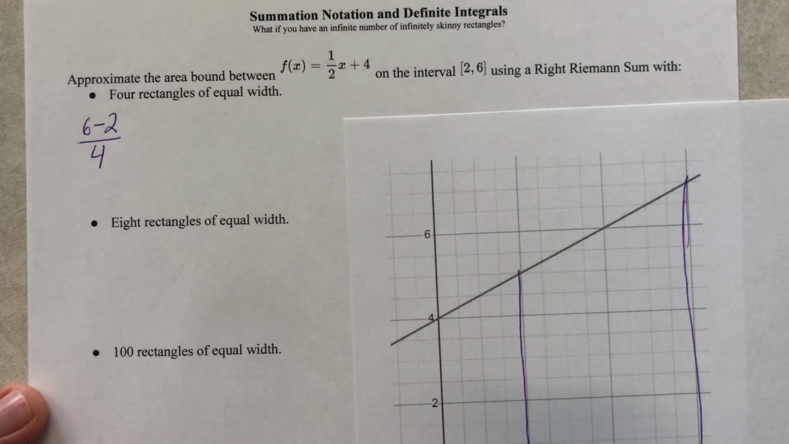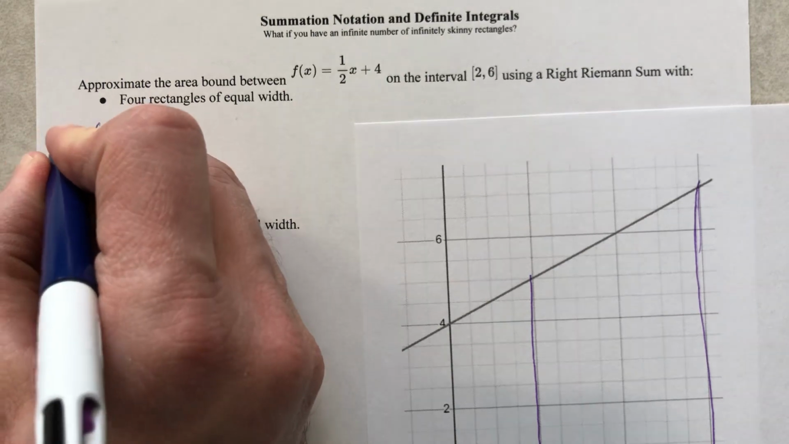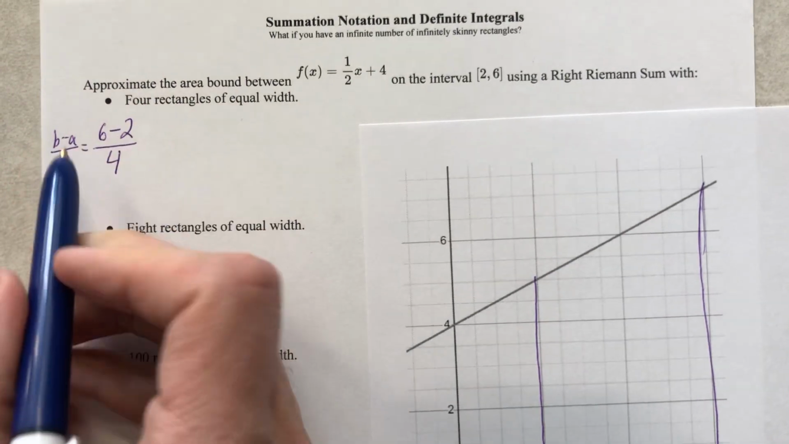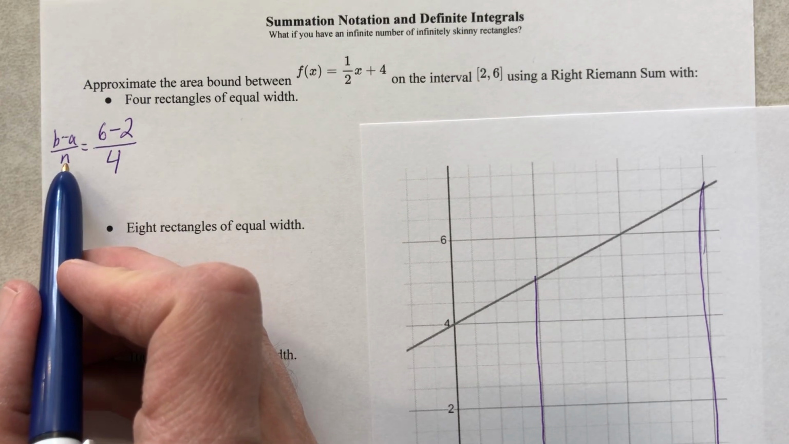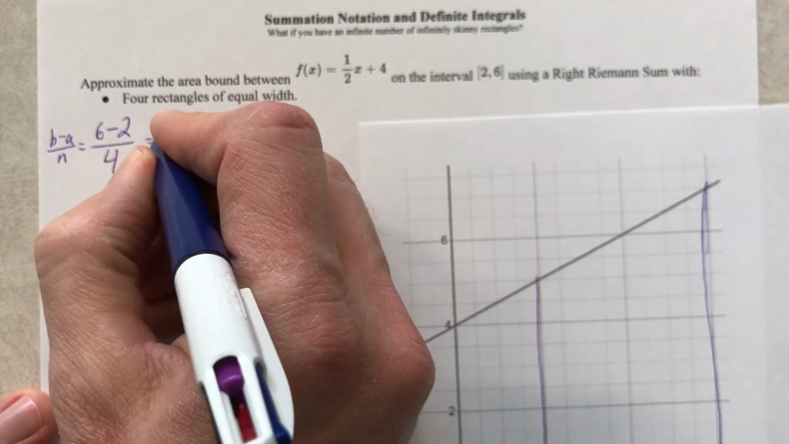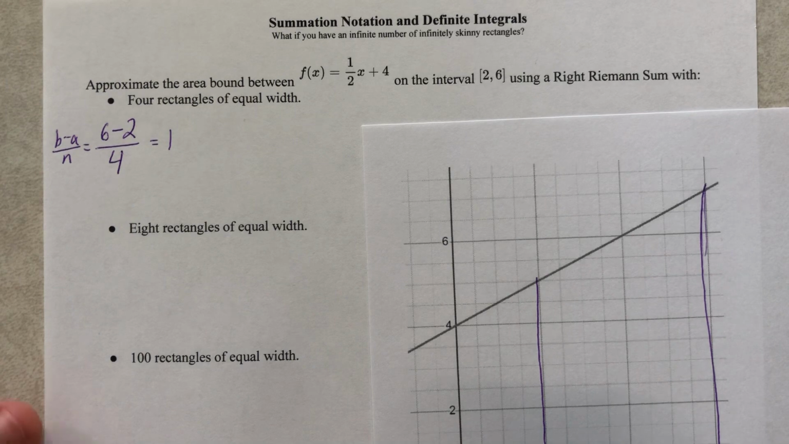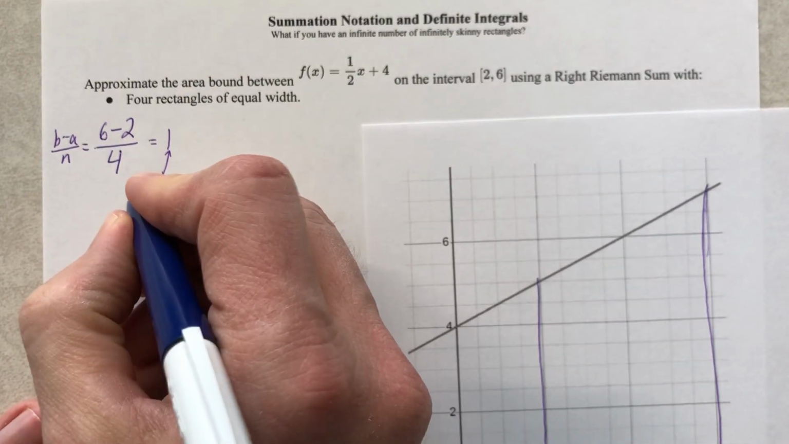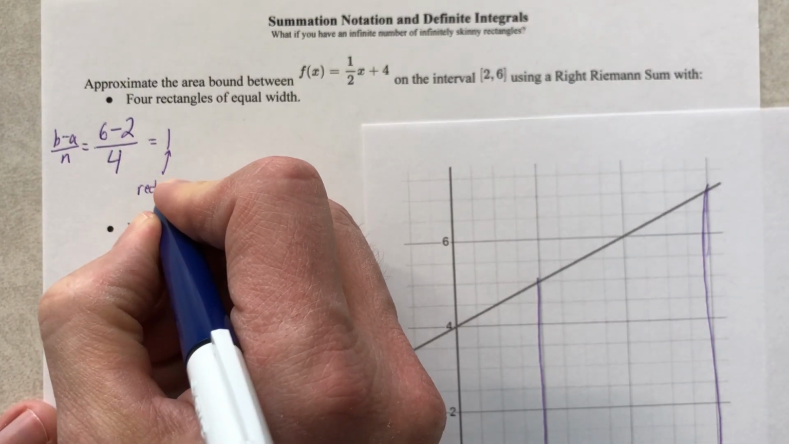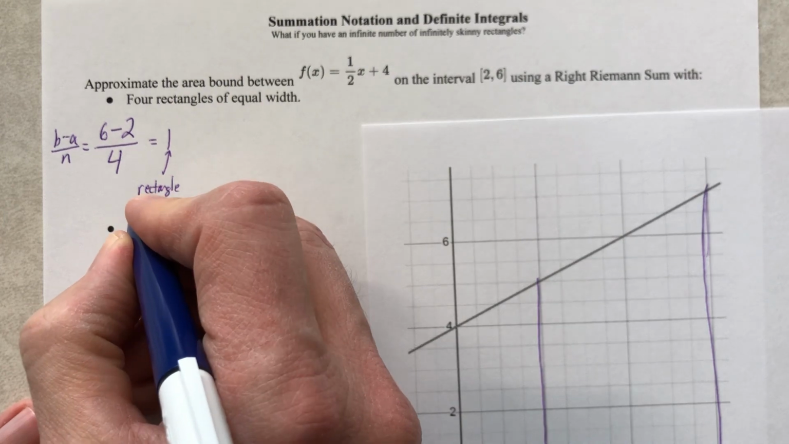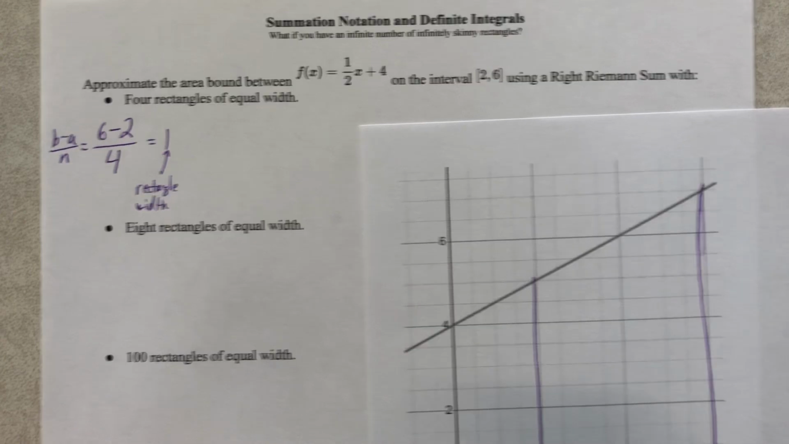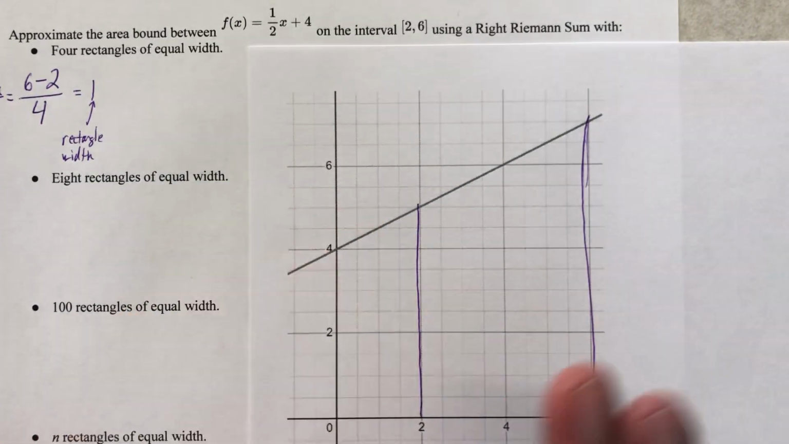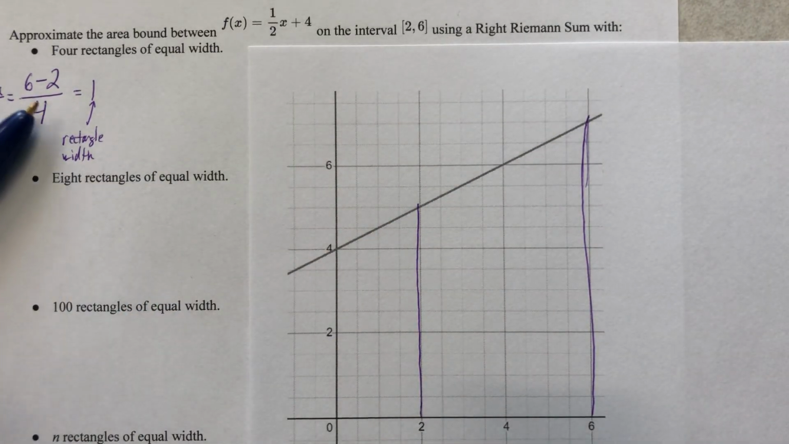So just in case you forgot, this right here is b minus a divided by n, where a and b are the endpoints of the interval, n is the number of rectangles that we're dealing with. So in this case, I just get 1. So what that really means is each rectangle is 1 unit wide. So this is the rectangle width. This is the formula for it. You have seen it in a previous lesson. So using a right Riemann sum, and we will use different colors here.